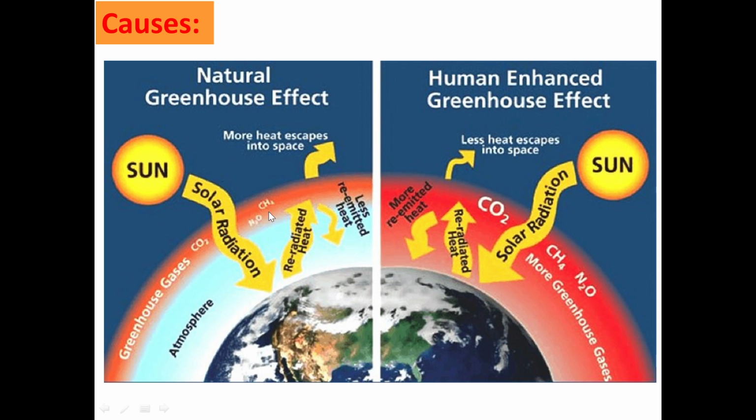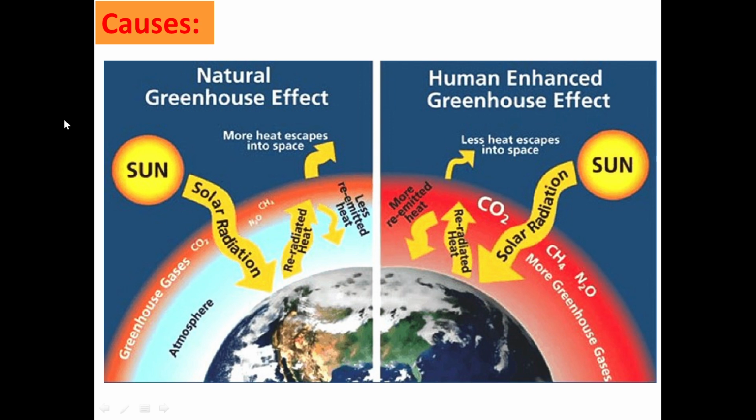So that causes two ways. Global warming is caused by natural causes and human enhanced causes. Naturally, it is caused due to deforestation and volcanoes, and other causes are there. Then human induced, how human induced is affecting. Let's discuss what the mechanism is, how it happens.